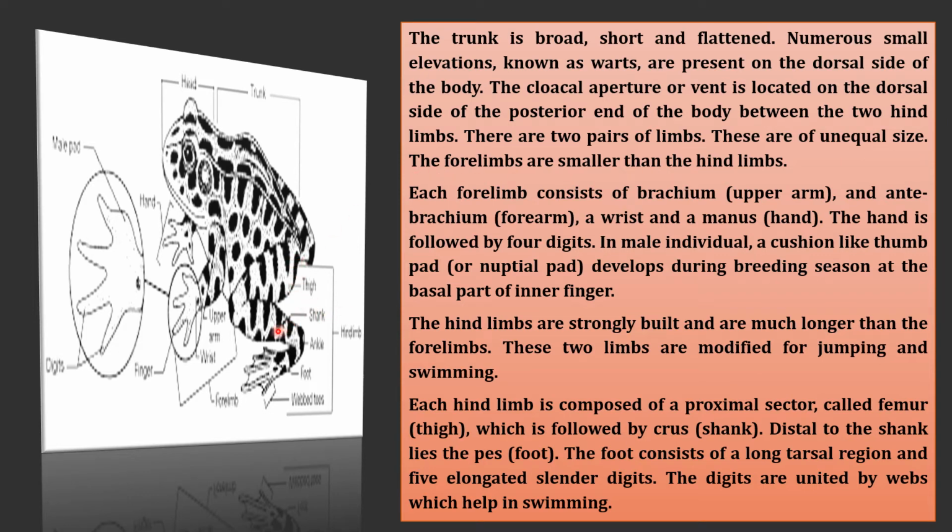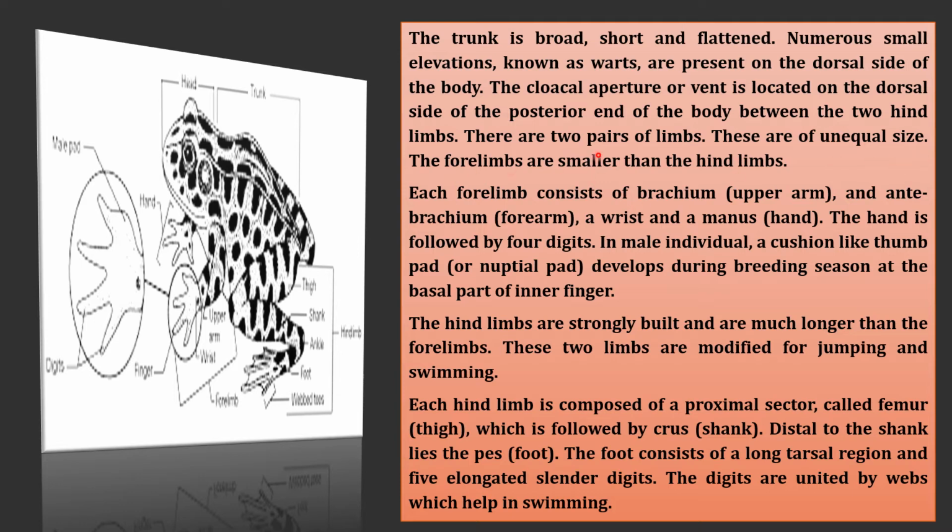Actually, between the two hind limbs, the vent or cloacal aperture is present. Follow the lesion that I am showing you. So this is between the two hind limbs, the cloacal aperture or vent. There are two pairs of limbs. These are of unequal size.